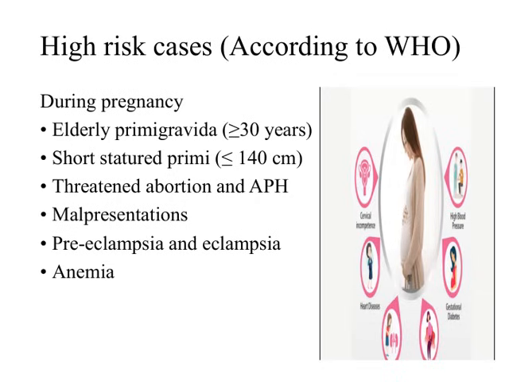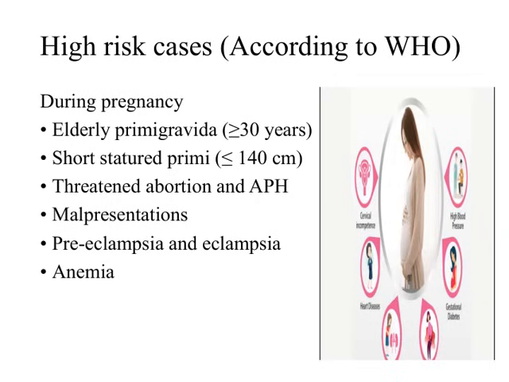Malpresentations are another concern. This includes any presentation of the baby that isn't the head-down position, which can complicate delivery. Preeclampsia and eclampsia are also classified as high risk. These are hypertensive disorders that can lead to severe complications if not properly controlled. Lastly, anemia remains a significant concern. It reduces the mother's ability to cope with the physical demands of pregnancy and can affect fetal development.